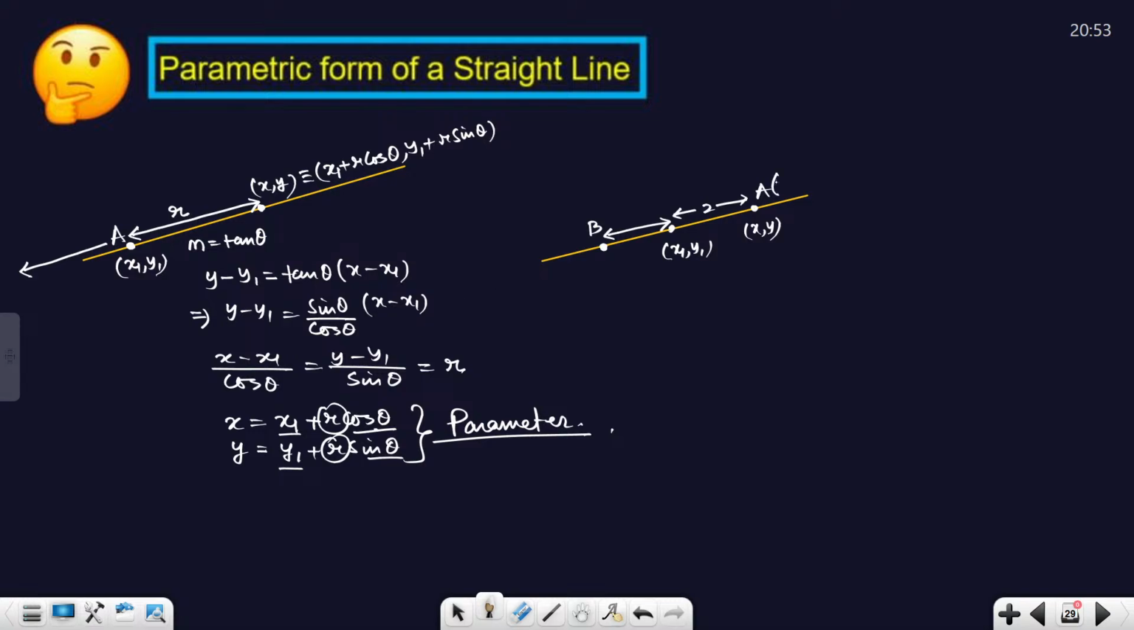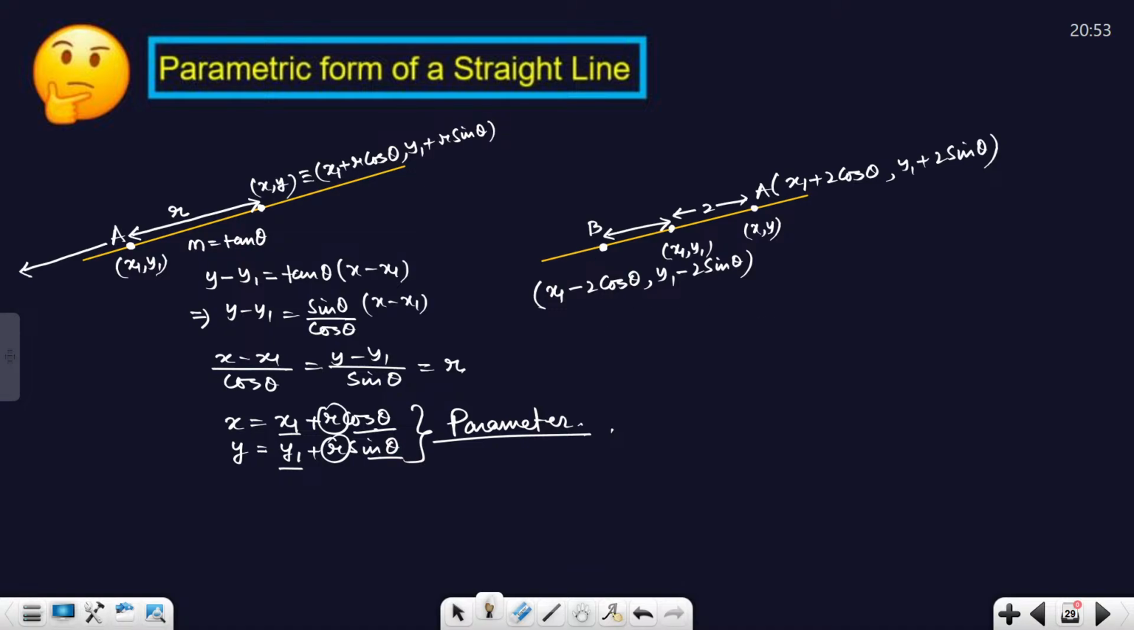You have said to represent the point A in this way: x1 plus 2 cos theta, because 2 is the distance, and y1 plus 2 sine theta. Yes, but what will be the coordinate of point B? It is simply you write x1 minus 2 cos theta, y1 minus 2 sine theta. Is it clear? Point A will be with a plus sign and point B will be with a minus sign.